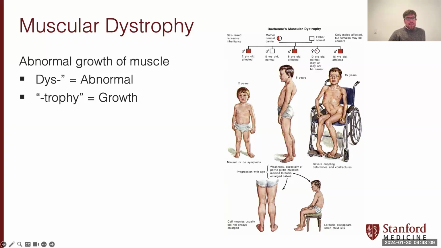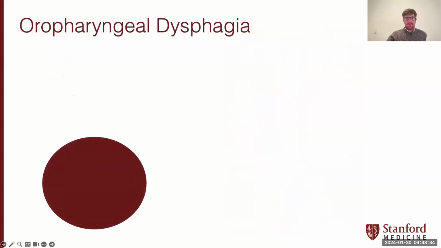What's interesting is that very early on in growth you actually see quite large calves. The reason the calves are so large is because the muscle is getting infiltrated with fat. So it really is abnormal growth of these muscles that causes this. So yeah, that's muscular dystrophy. What about oropharyngeal dysphagia?